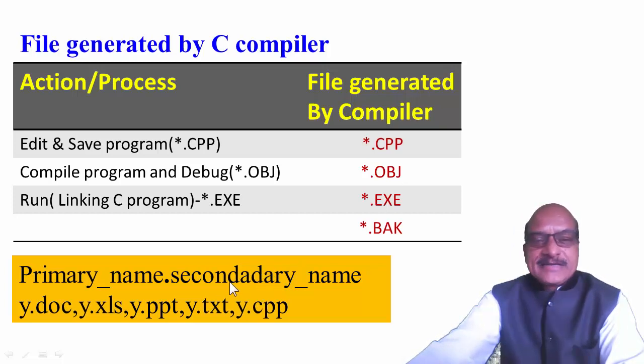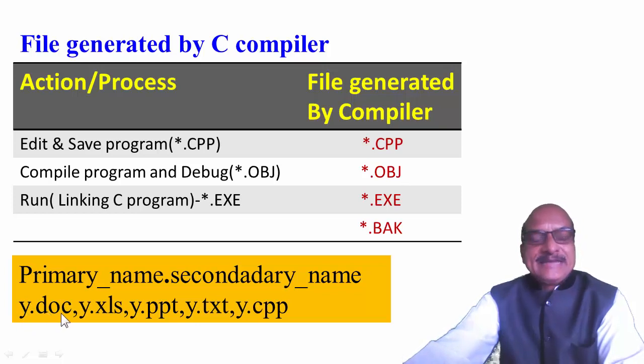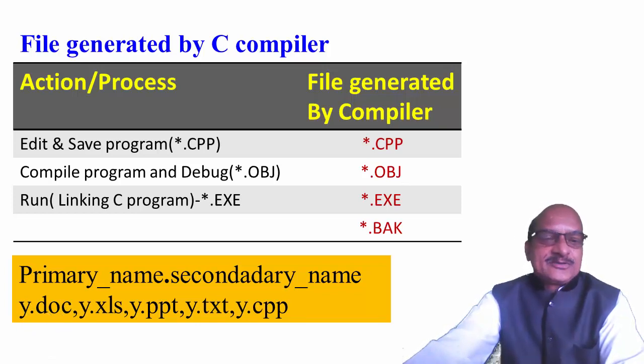So usually the secondary name is given by the software which you are going to use, and the primary name is usually decided by the user. Now let us consider some examples of this. y.doc. What is the meaning of this? Y is the primary name given by the user, and this doc indicates that this file is generated through the MS Office Word program. So whenever you create any document using Word, the extension of this will be DOC.